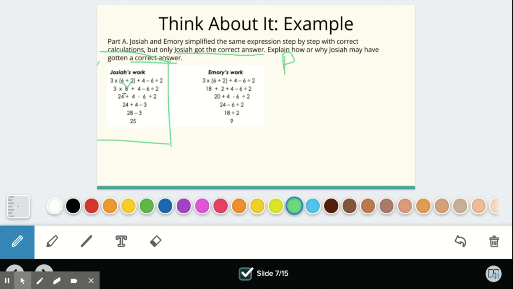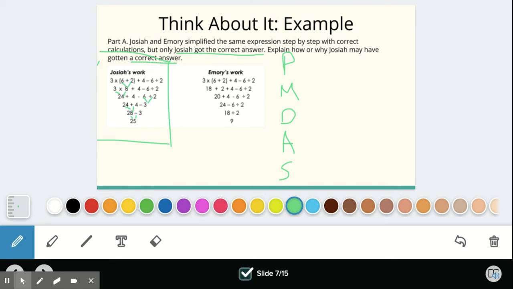Next, we got 3 times 8 plus 4 minus 6 divided by 2, and then he got 24. So it looks like Josiah multiplied next. So I'll put an M for that. Moving down to the next row, it looks like he divided next. 6 divided by 2 is 3. So I'll put D for division. And then we got 24 plus 4, which is 28. So it looks like he added next. And then the last step is to subtract. So looks like he subtracted last.